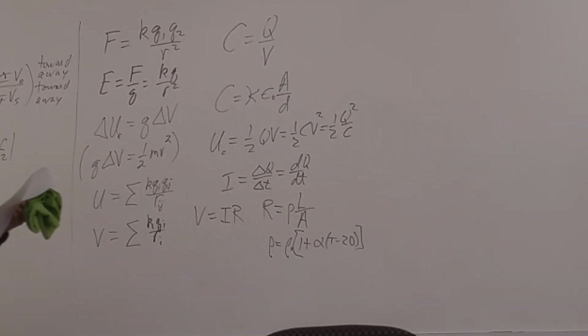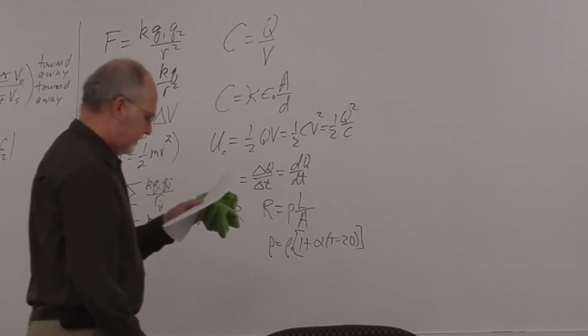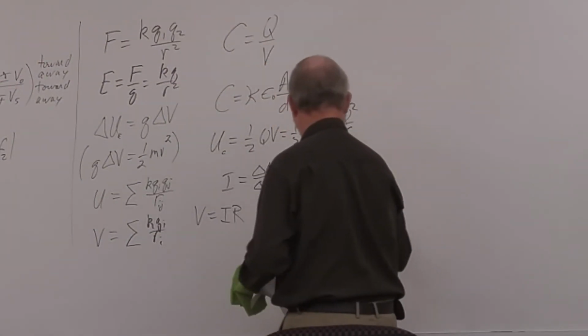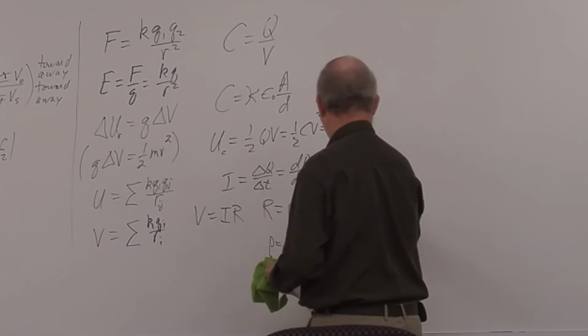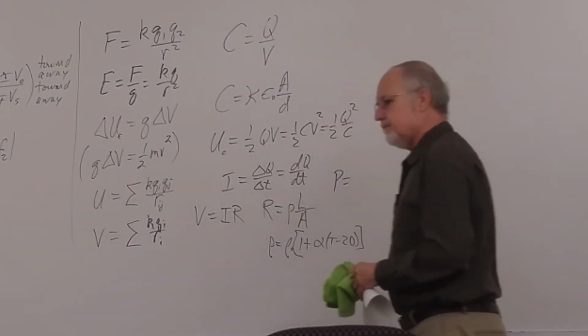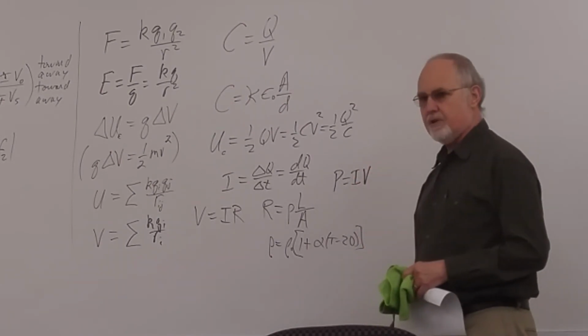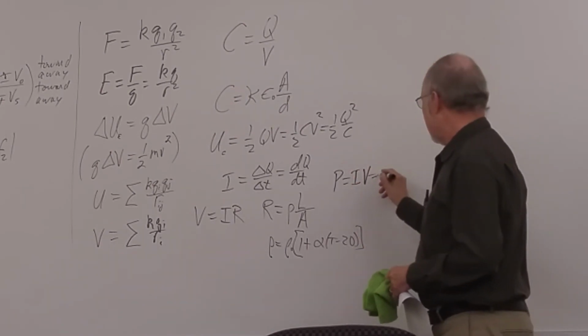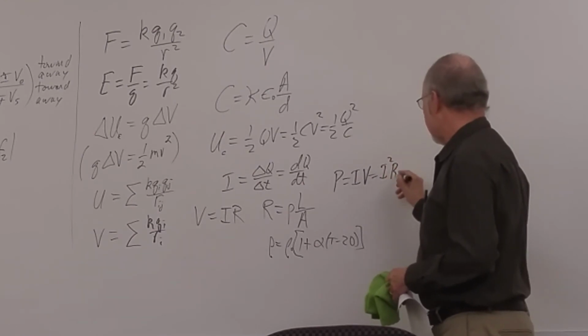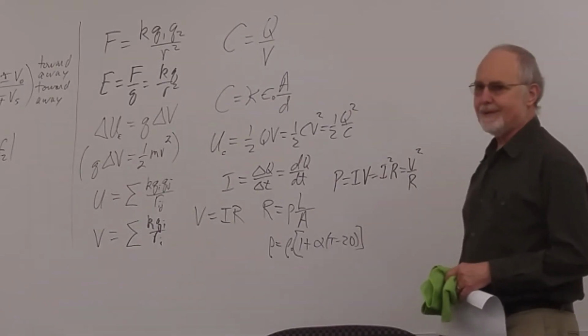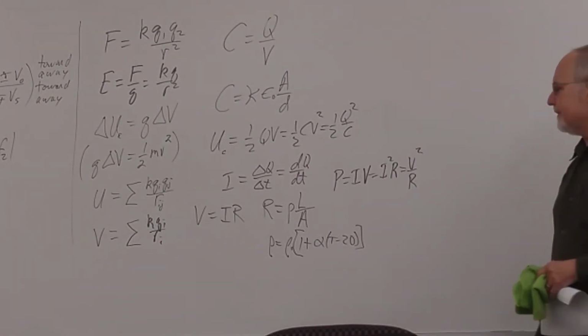And then, let's see, power. You've got current going through a resistor. Power is current times voltage across the resistor, or it's current squared times resistance, or it's voltage squared divided by resistance. You have those relationships.